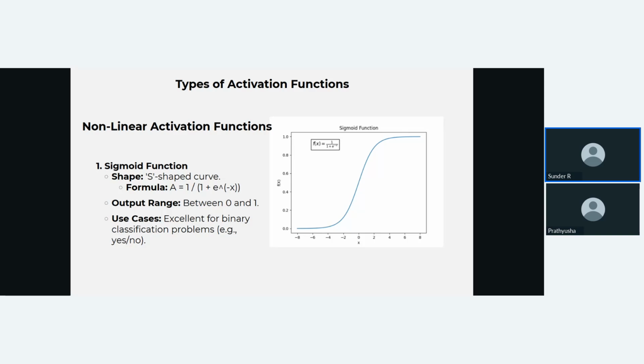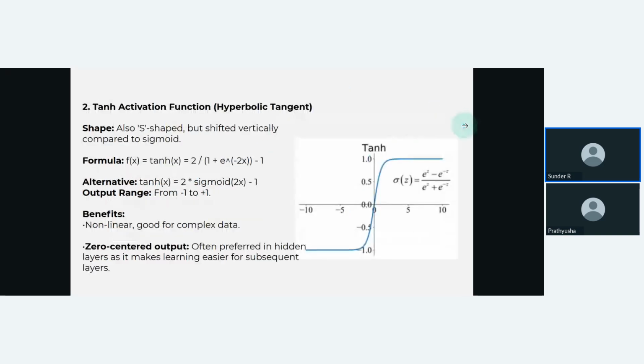That depends on this sigmoid value. It is mainly used for binary classification, as we saw in our logistic regression as well.